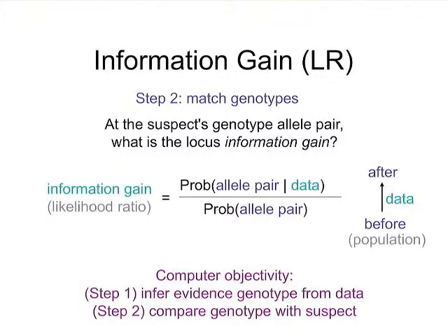Step 2 is we match against something afterwards, and we look at the information gain. At the suspect's genotype allele pair, we ask, at that locus, what's the information gain? Again, before we looked at the data, what was the probability of that allele pair? The population distribution. That's what you would believe if you'd studied genetics. You then look at the data, and you get an after or posterior probability of that allele pair based on the data. That ratio is one of the 20 forms of writing down a likelihood ratio. That is the likelihood ratio.